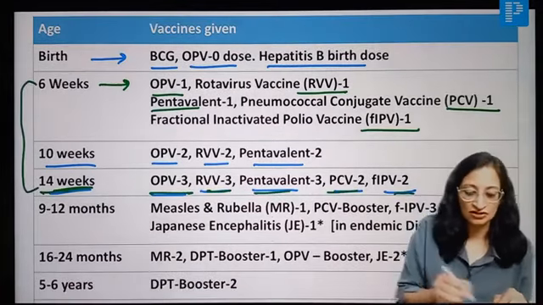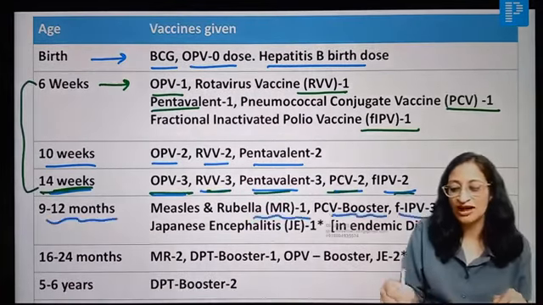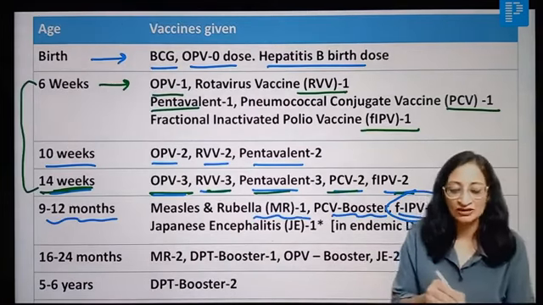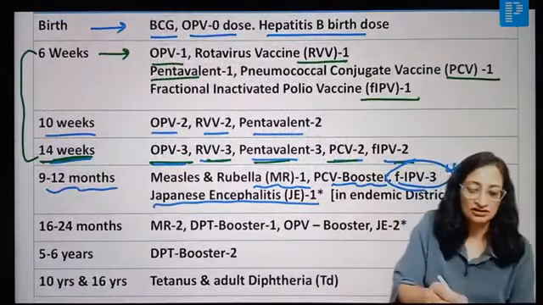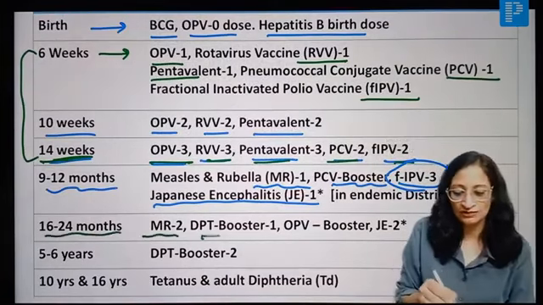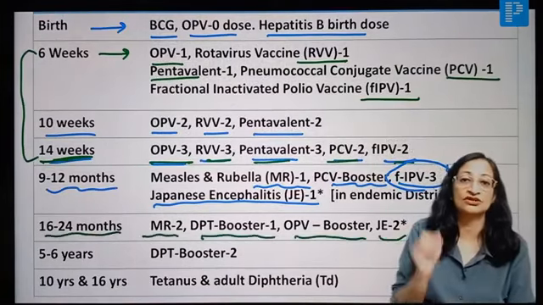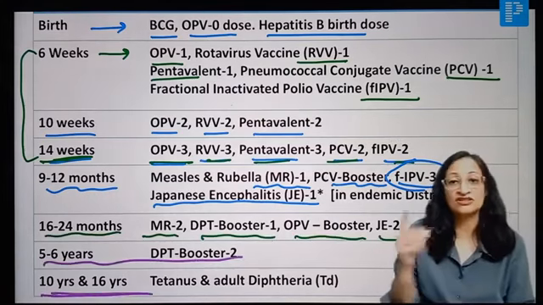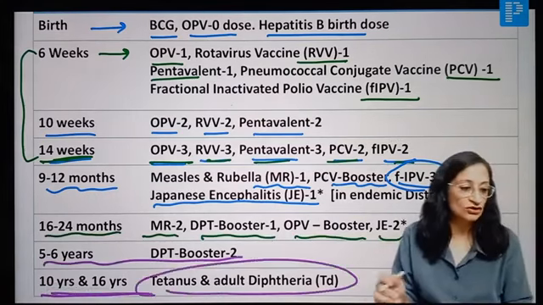9 to 12 months, what all to be given? So 9 to 12 months, MR1, PCV booster. FIPV third dose has been recently introduced, in January 2023, at 9 to 12 months. And Japanese encephalitis 1 in endemic areas. 16 to 24 months, what is recommended? So MR2, DPT booster 1, OPV booster, Japanese encephalitis second dose. 5 to 6 years, the second DPT booster. And 10 to 16 years, previously TT was there, now Td, tetanus and small dose of diphtheria.